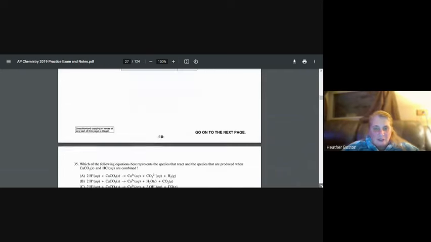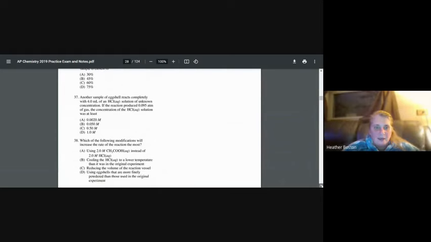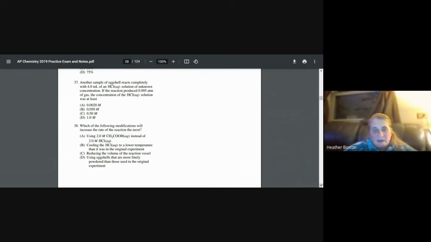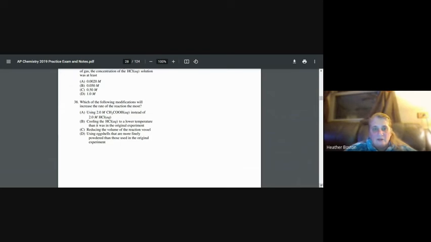Is the reaction endothermic? The reaction is exothermic. So wouldn't it be B then? Yeah. Correct answer is D. It's talking about increasing the rate of the reaction the most. So when it says increasing the rate of the reaction the most, look for something that increases the concentration, increases the temperature, or increases the surface area, or maybe mentions adding a catalyst. So the correct answer is D.